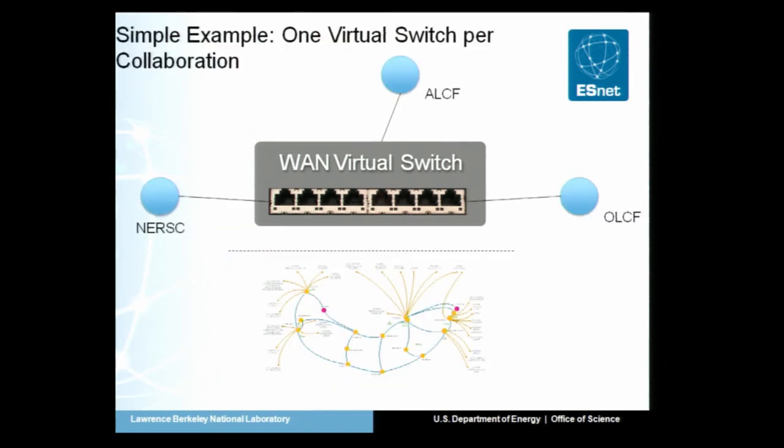Just to highlight this with an example, you can take the whole ESnet, create a WAN virtual switch, and connect, say, the 3 leadership computing facilities together, Argonne, Oak Ridge, and NERSC, and have supercomputers exchange flows between them and define which flows they want to get switched to which facility.